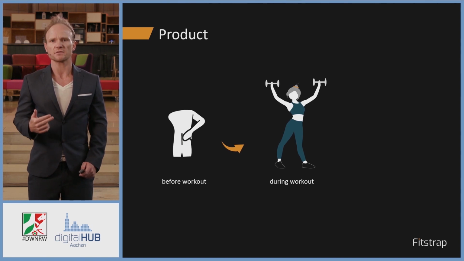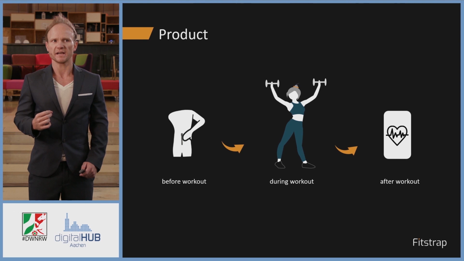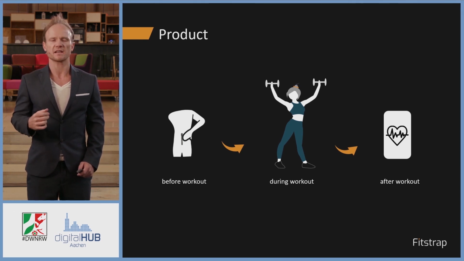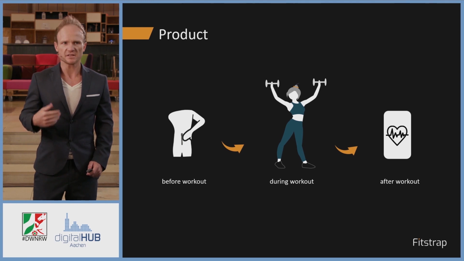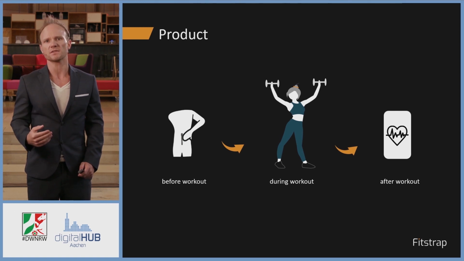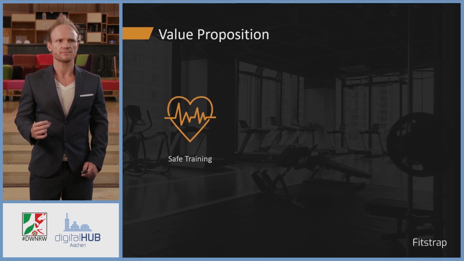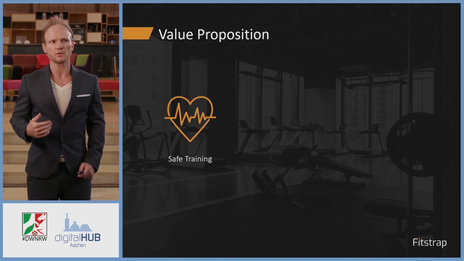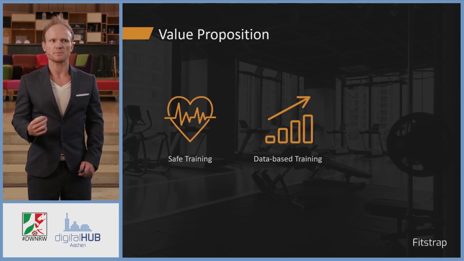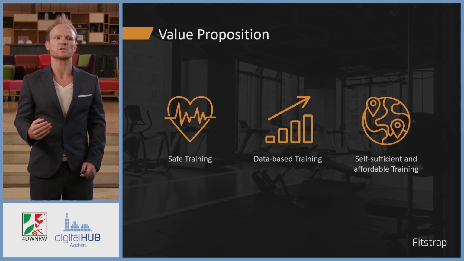During the training, it measures the 4 elementary and 7 more indicators, and more importantly, provides real-time haptic feedback to the user. After the training, the user can monitor his progress and suggestions for improvement in our app. Additionally, the software provides advanced information and analysis tools to trainers and therapists. Our core value propositions are safe training, with real-time haptic feedback to prevent the users from wrong exercise executions. Database training, we collect all data during training to provide a basis for continuous improvement. And self-sufficient and affordable training.